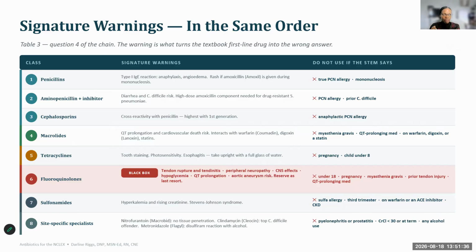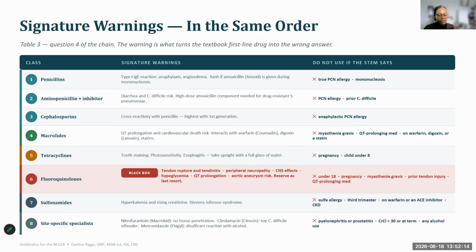Number 5, the tetracycline. If the person is pregnant, okay, big no, because of the teeth staining for the unborn baby. Photosensitivity, esophagitis, right? So we teach with the tetracycline family as well, take it with a full glass of water and remain upright. That's how we prevent that esophagitis that they're at risk of. And tetracyclines are not approved for children under the age of 8. That's why I tell you, pay attention to age, right?